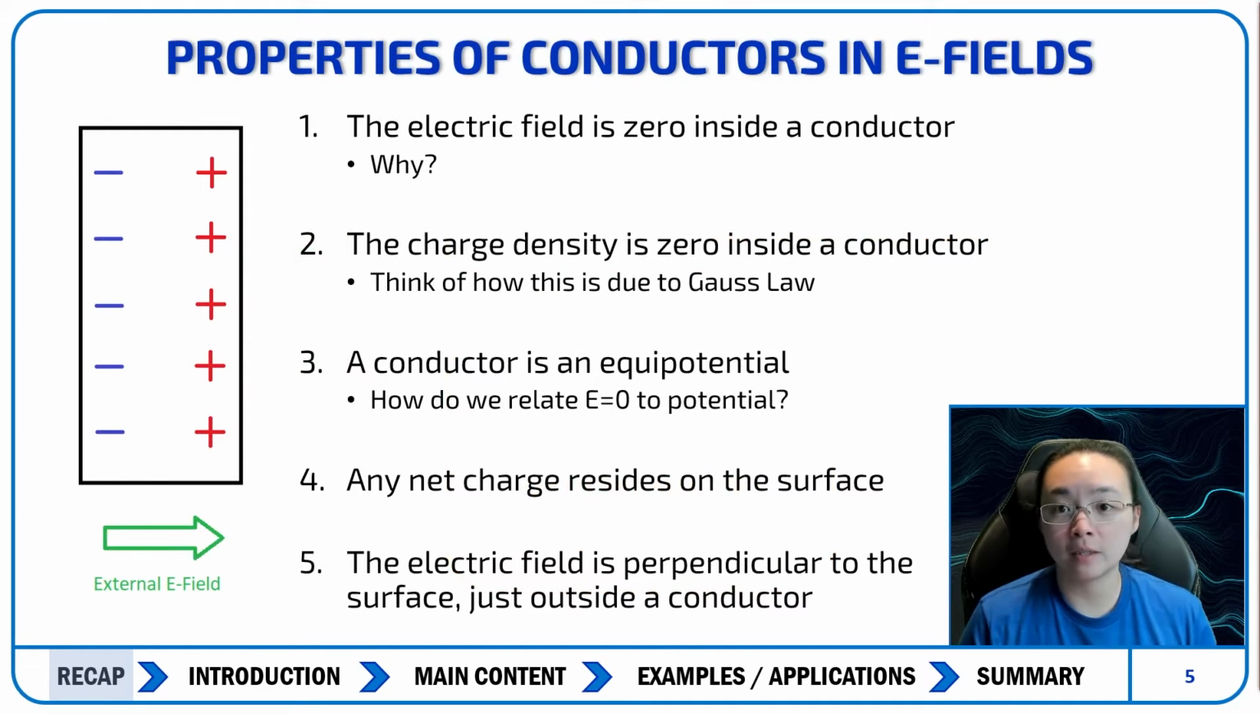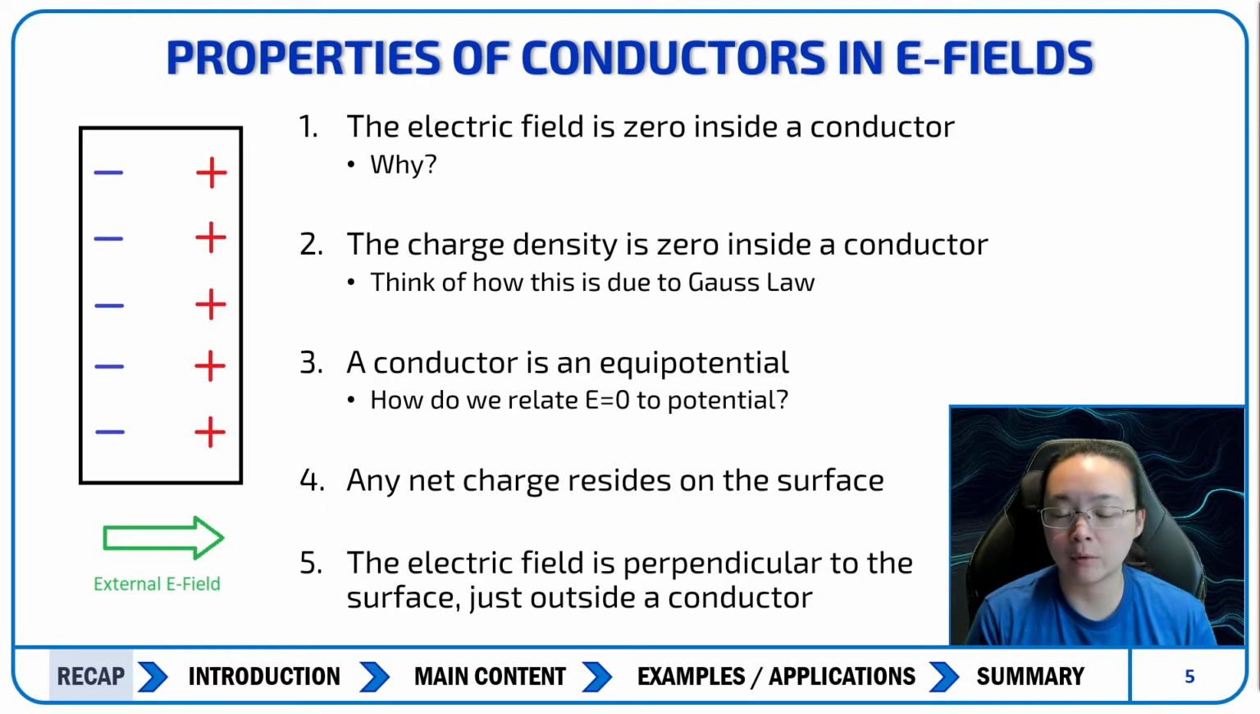Okay, next we talked about properties of conductors in electric fields. So the 5 main properties: the electric field is always 0 inside a conductor, that's always given. The charge density is 0 inside a conductor, also true. A conductor is an equipotential, so keep in mind, if a conductor is an equipotential, it means any charge that resides in the conductor will automatically move to the surface, and that leads us to number 4. Because the inside of the conductor has to have a charge density of 0, it means that any charge that resides within the conductor will have to move to the outer surface.